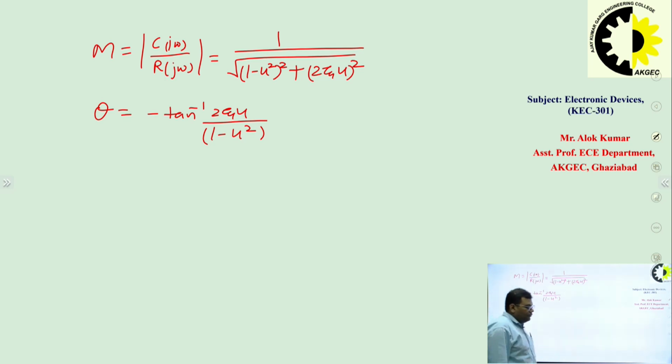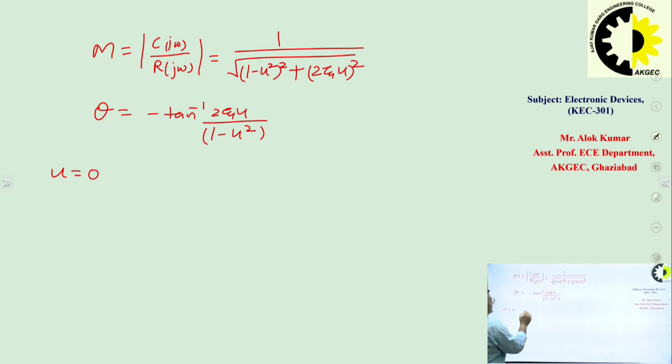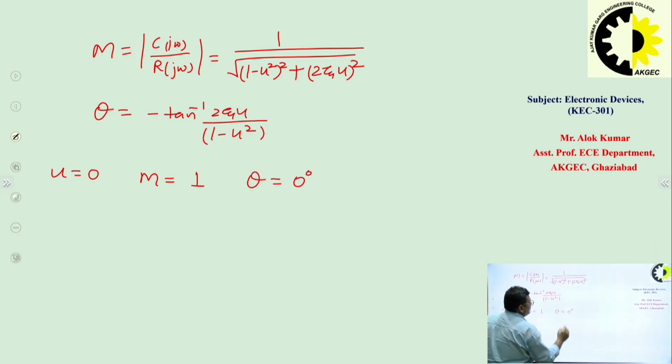Now for different values of u, we can calculate the value of magnitude and angle. First, if I put u is equal to 0, then the magnitude will be 1 and the angle theta will be 0 degree. If you put u is equal to 0 in these expressions, you will get magnitude equal to 1 and theta 0 degree. Similarly, if you put u is equal to 1, then the magnitude will be 1 upon 2 zeta, right?